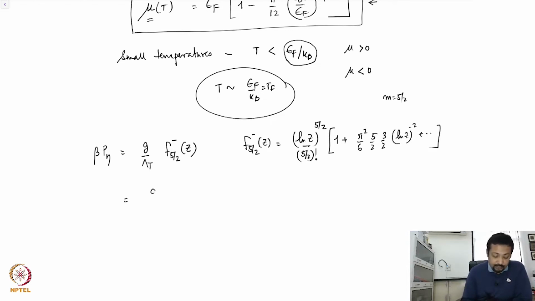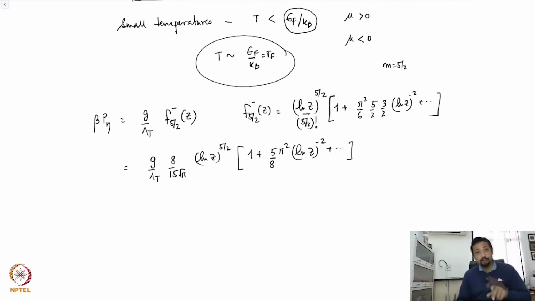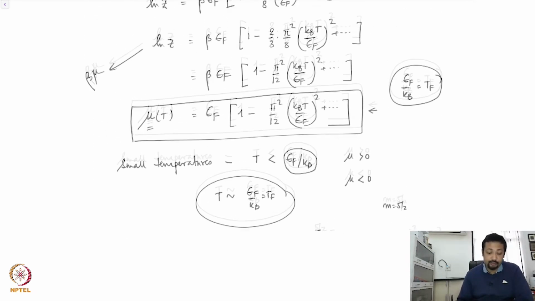So that this expression is g over lambda_T times 8 over 15 square root pi, since (5/2) factorial is 15 square root pi over 8, and then I have ln z raised to the power 5/2. I have 1 plus 5 pi squared over 8 ln z raised to the power minus 2 plus higher order terms. All I have to do now is to substitute ln z from here.